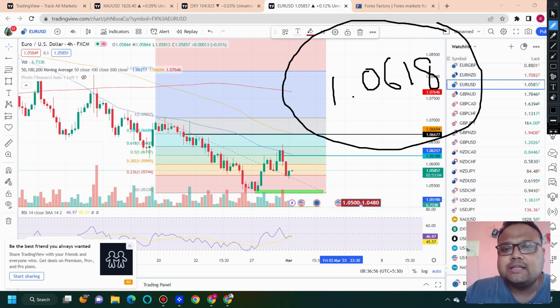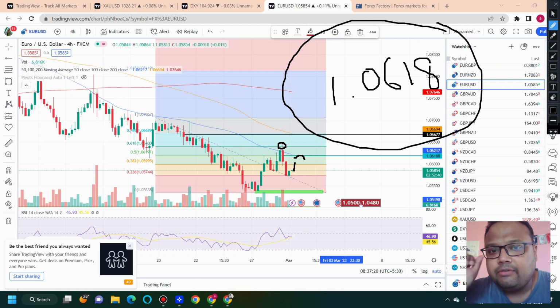1.0618. This is the first level where you need to observe Euro USD. Why? Let me tell you. First of all, you can see that this high made by the market worked perfectly yesterday. So if Euro USD goes up, listen to me carefully. If Euro USD goes up, then if market reverses from this particular level here, why?